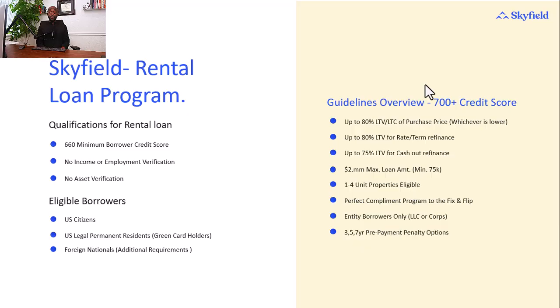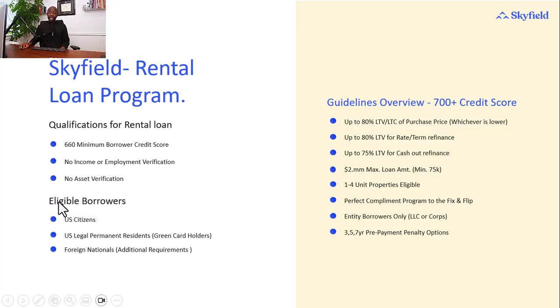So let's talk a little bit about the qualifications for this rental loan. In terms of credit score, we require a minimum credit score of 660. Now, being that this is an asset-based loan, we're not going to do any income or employment verifications, right? So we're loaning you these funds based on the performance of the asset or based on the asset itself. This type of loan is what we refer to as an asset-based loan in the industry.